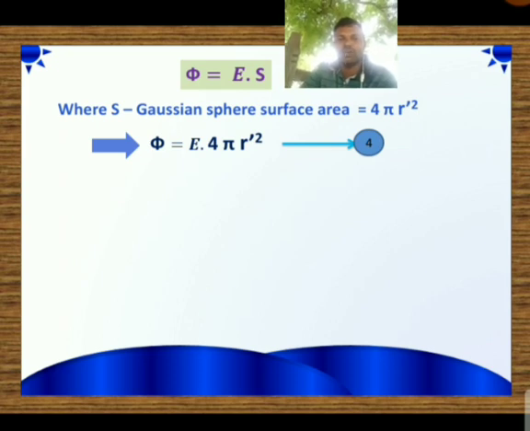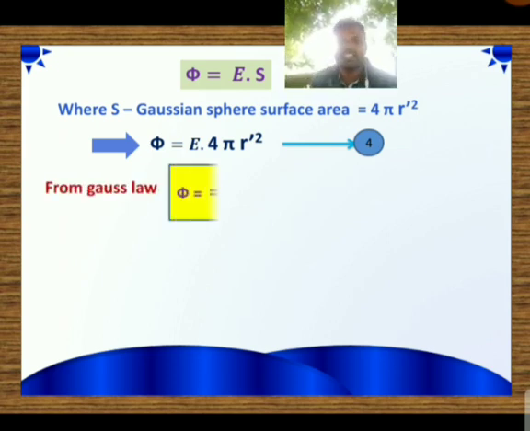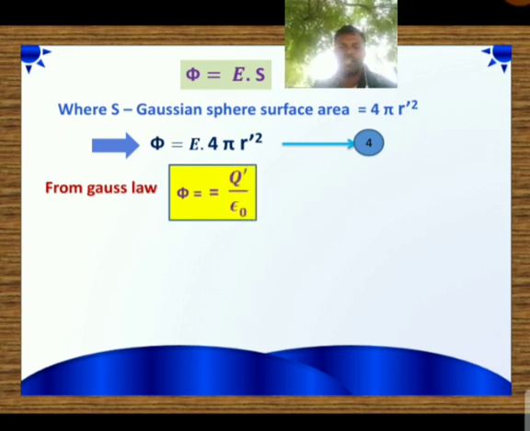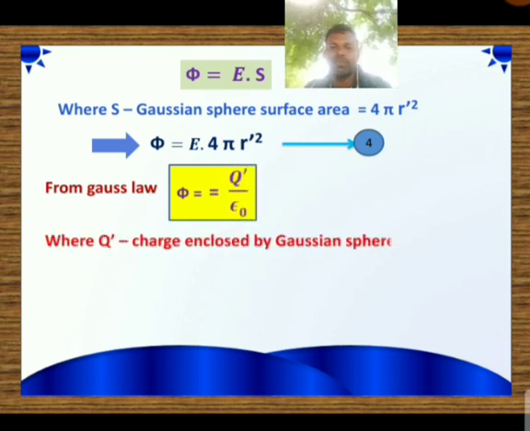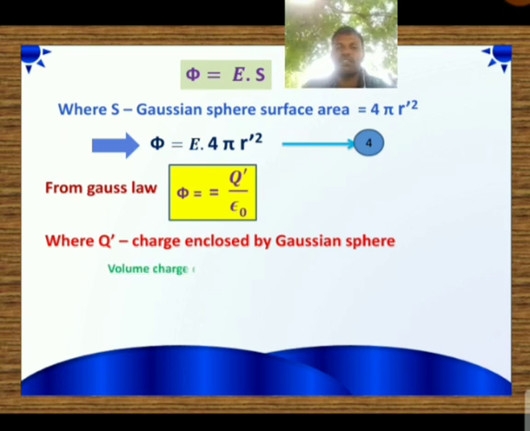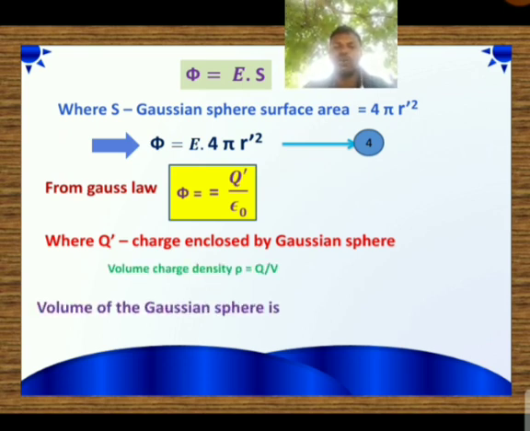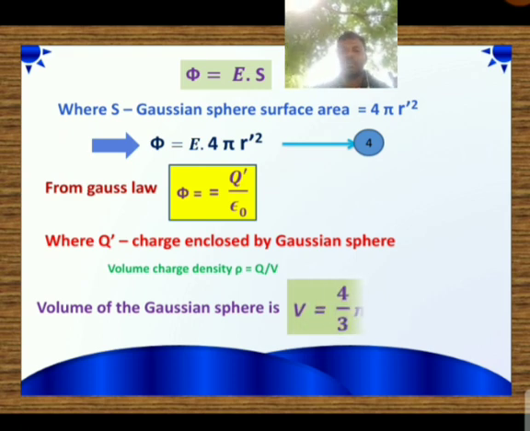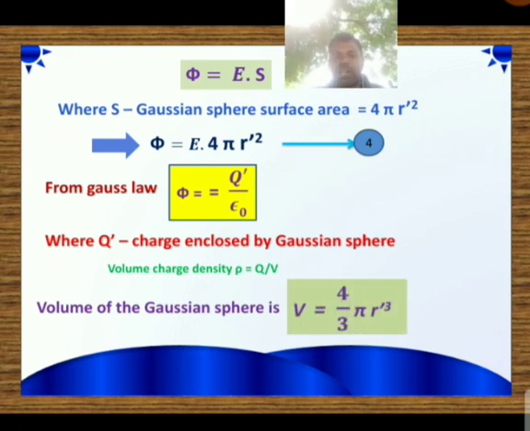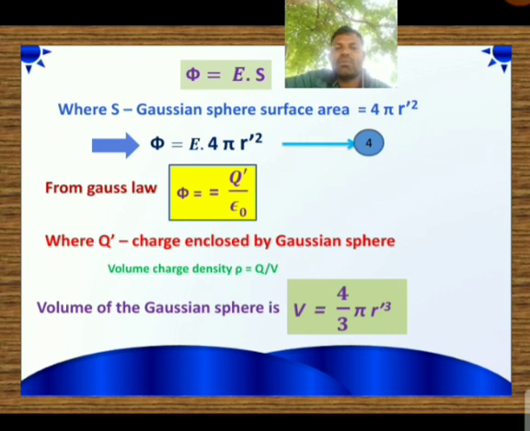Now what do I have to do? I have to apply Gauss law. What is Gauss law? Phi is equal to q by epsilon naught. Here q is q prime, because here r is r prime. Q prime is the charge enclosed by the Gaussian sphere. What is the formula for volume charge density? Rho is equal to q by v. What is the volume of the Gaussian sphere? 4 by 3 pi r prime cube, right?